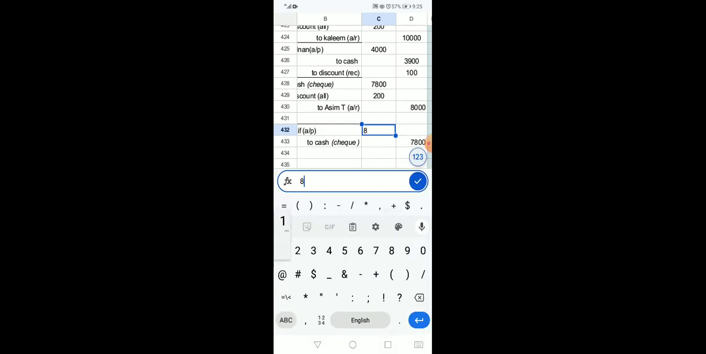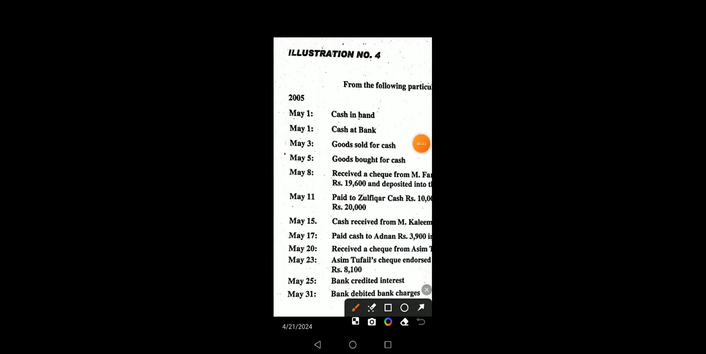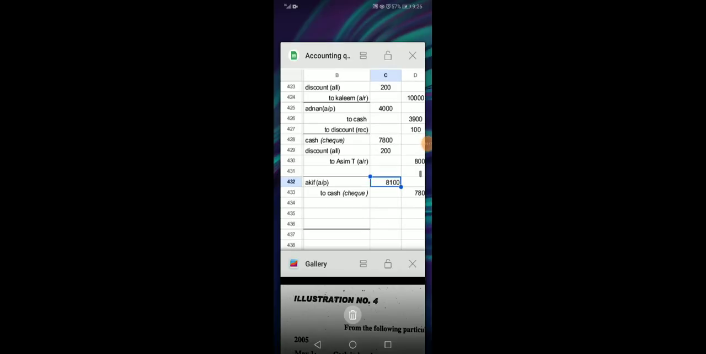So what you will do, you will write 8,100 in front of Akif. Akif was your account payable. You were supposed to pay him 8,100. How would we know? Since it has been mentioned in the book that total amount or full settlement means the total amount you were liable to pay was 8,100. So your liability was 8,100. That is why you have mentioned 8,100 in front of Akif. When you apply the accounting principle, you can see that your debit and credit side are not equal, and they should be equal. What had happened?